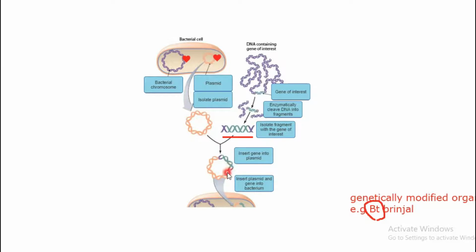Okay, then what is this plasmid known as? This is known as recombinant DNA. Once the desired DNA is inserted into the plasmid, that is known as recombinant DNA. What is it called? Recombinant DNA.